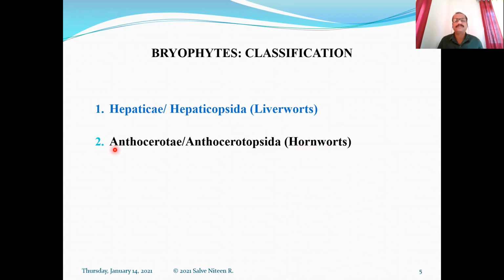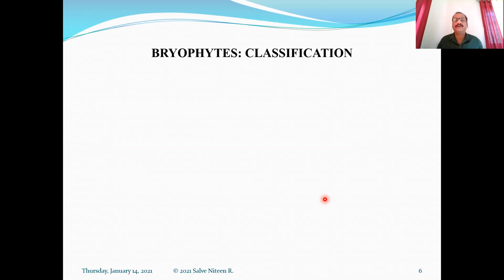Hepaticae, liverworts; Anthocerotae, hornworts. And similarly, the third class, Musci or Bryopsida, is commonly known as mosses. Liverworts, the first class, hornworts, the second class of Bryophytes, and mosses, the third class. Hepaticae, Anthocerotae and Musci are also called Hepaticopsida, Anthocerotopsida and Bryopsida. We'll see the general characters or salient features of all these three classes one by one.